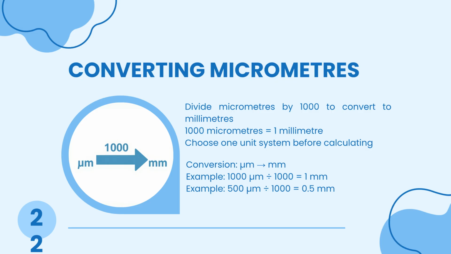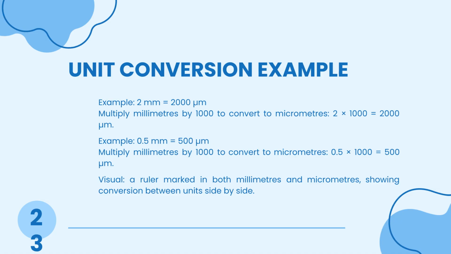Conversely, to convert from micrometers to millimeters, divide by 1,000. For instance, 500 micrometers is 0.5 millimeters. Consistency in your units is key for accurate results. Let's look at unit conversion examples. 2 millimeters becomes 2,000 micrometers, and 0.5 millimeters becomes 500 micrometers, in both cases by multiplying by 1,000.